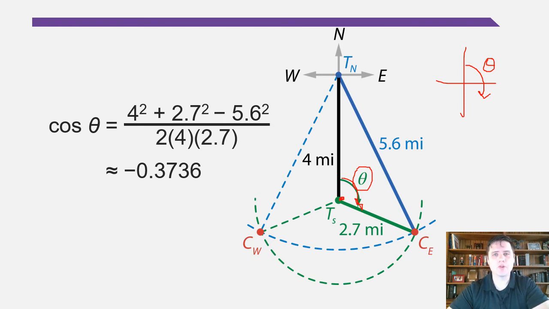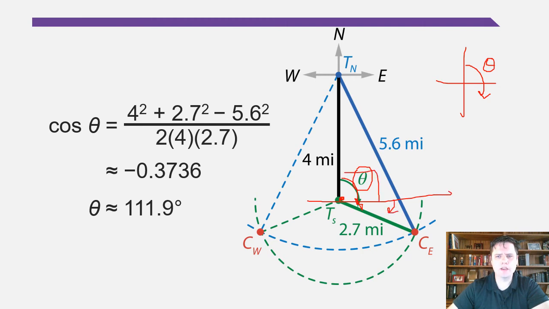We take the arc cosine of that, cosine to the negative 1, and you get 111.9 degrees, which again makes sense of our picture. Because if we were here, this would have been 90 degrees, and it appears that it is further down than that. Now that would be for this bearing out here for the east one, but we also have the potential of it being in the west.